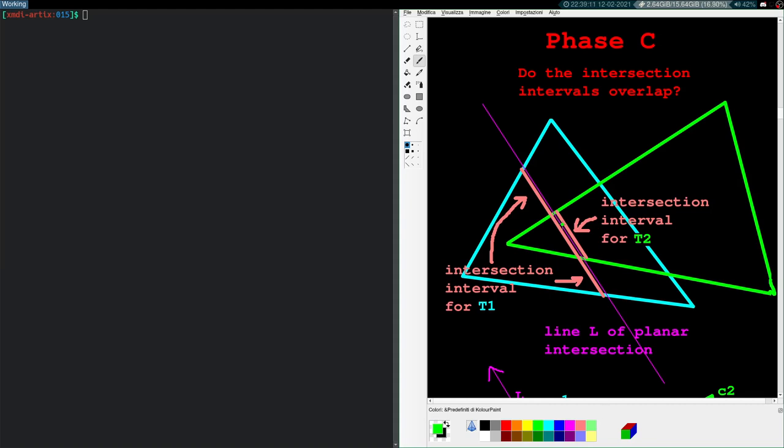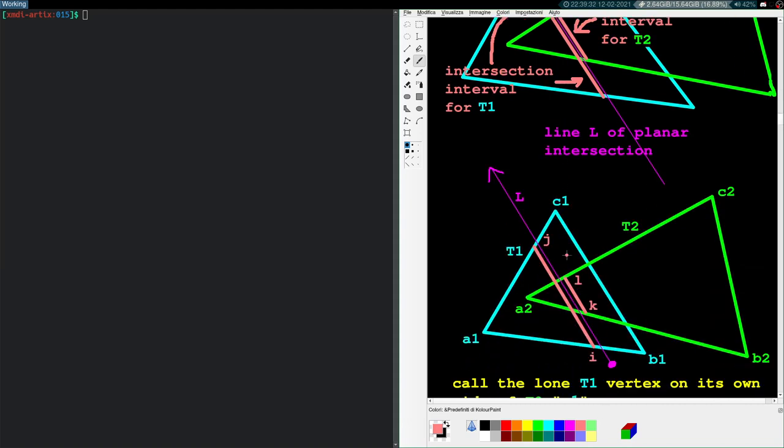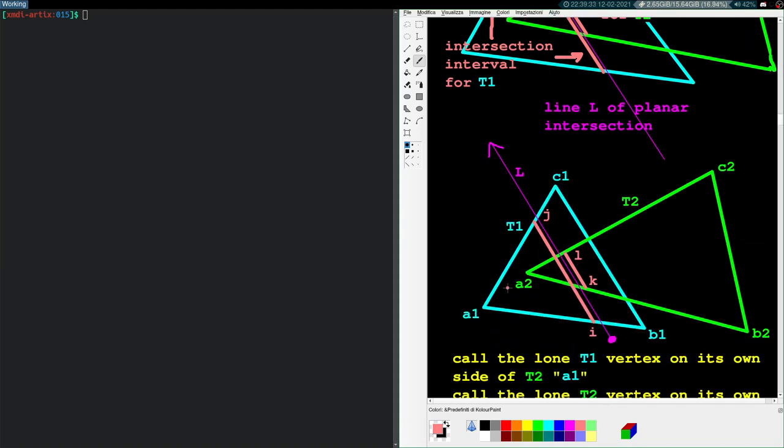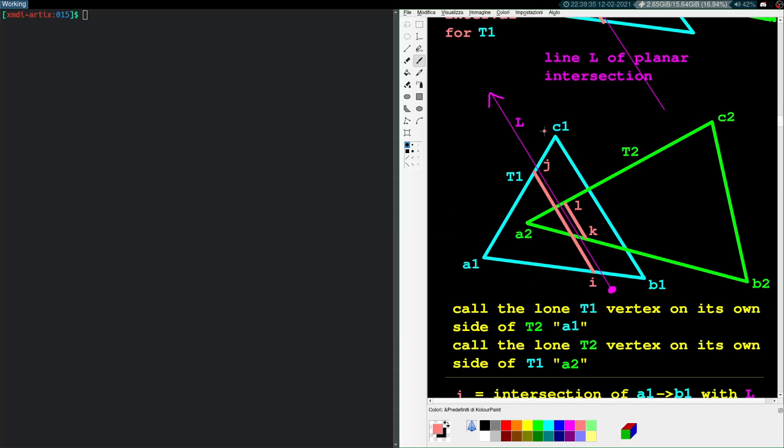And if those two intervals overlap, then you have intersection, guaranteed. That's the final test. However, if you can imagine triangle T2 was over here, and the interval for intersection was over here, then you can say that this interval on T2 does not overlap this long interval on T1, and therefore the triangles do not intersect. Does that make sense? It should. So if you set it up like this, it will make computational sense.